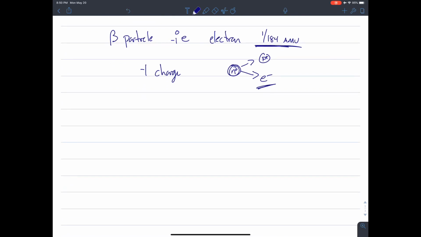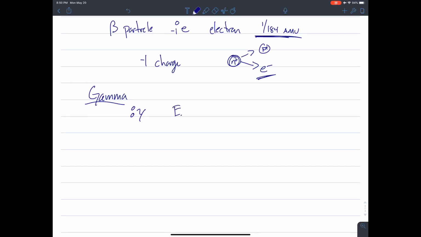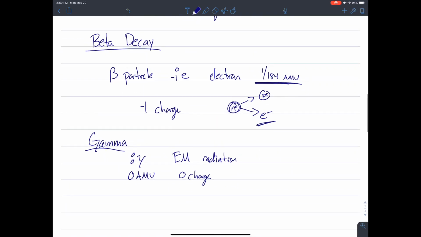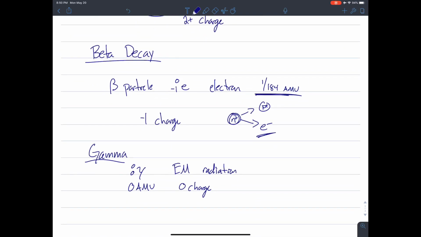Okay, now the last kind of decay is gamma decay. Gamma, so you have the little symbol for gamma. You get 0, 0 because it's massless. This is electromagnetic radiation with no mass, no charge. Okay? So, therefore, there's going to be no change. If selenium underwent gamma decay, it would still just be selenium, just like it was before. There's no change when gamma decay happens. But it is very dangerous, and it has very high penetrating power.